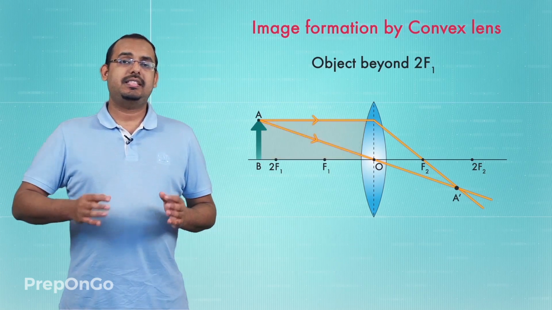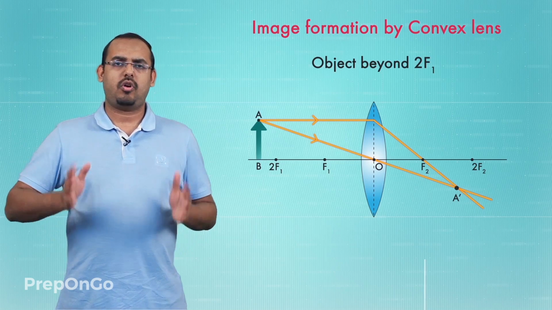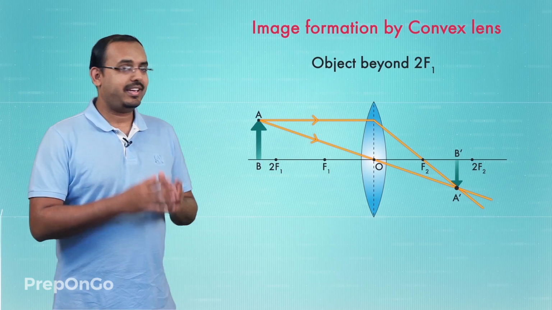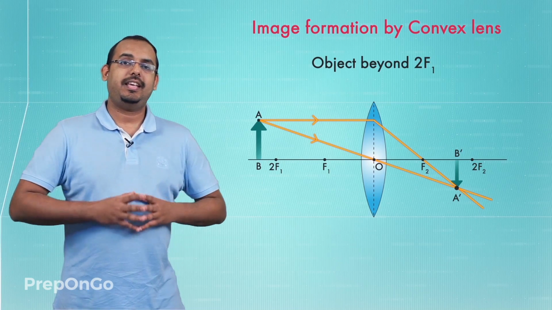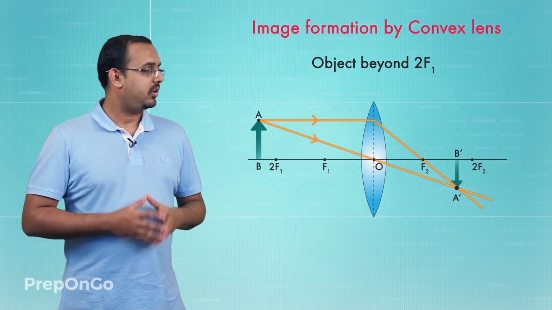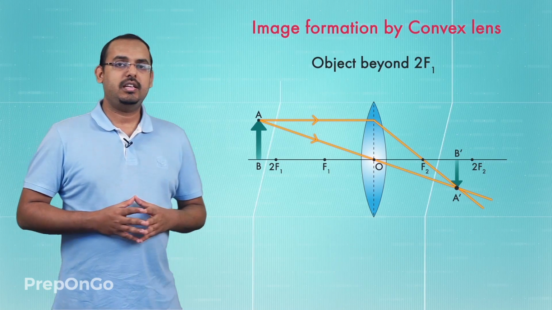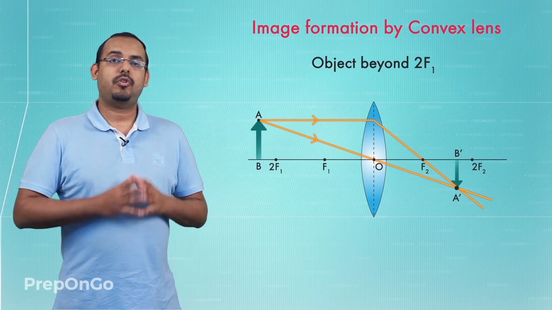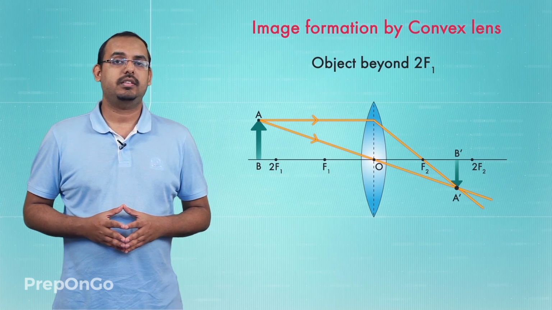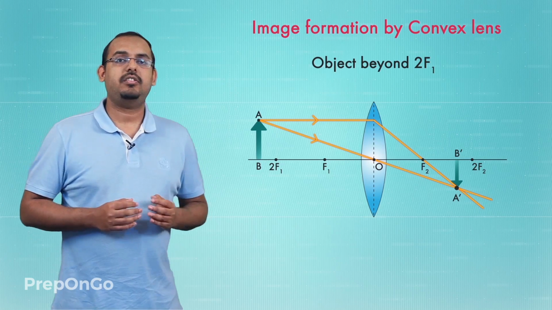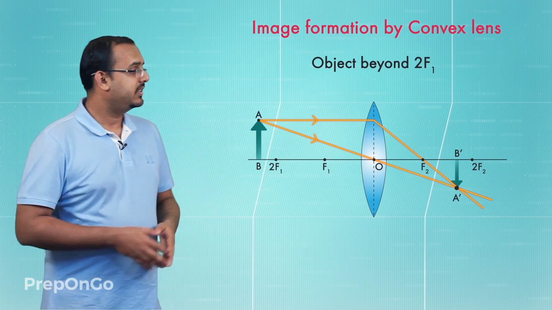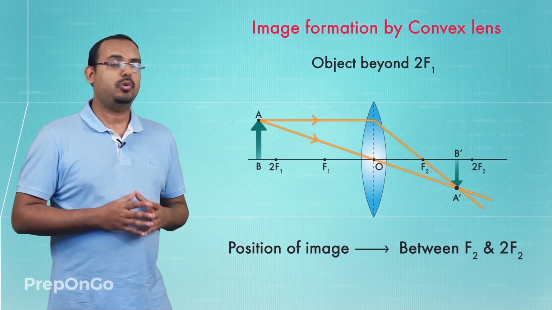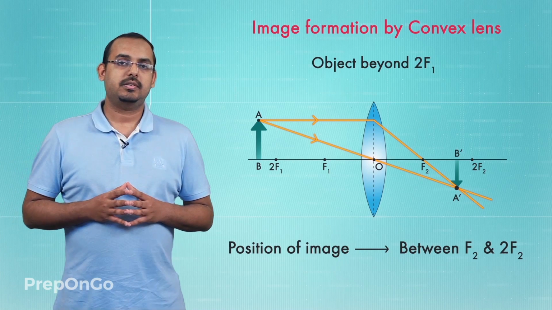Now if we repeat this same process for all the points on this object, we'll be able to recreate the image of this object. So here we can see that an image A dash B dash of the object AB has been recreated by this convex lens. Now here we can clearly see that the image that is formed is again formed by the meeting of refracted rays from the convex lens, right? By the actual meeting of these refracted rays. So the image that is formed is real and inverted in nature. The position of this image lies between the point f2 and 2f2 of this convex lens.